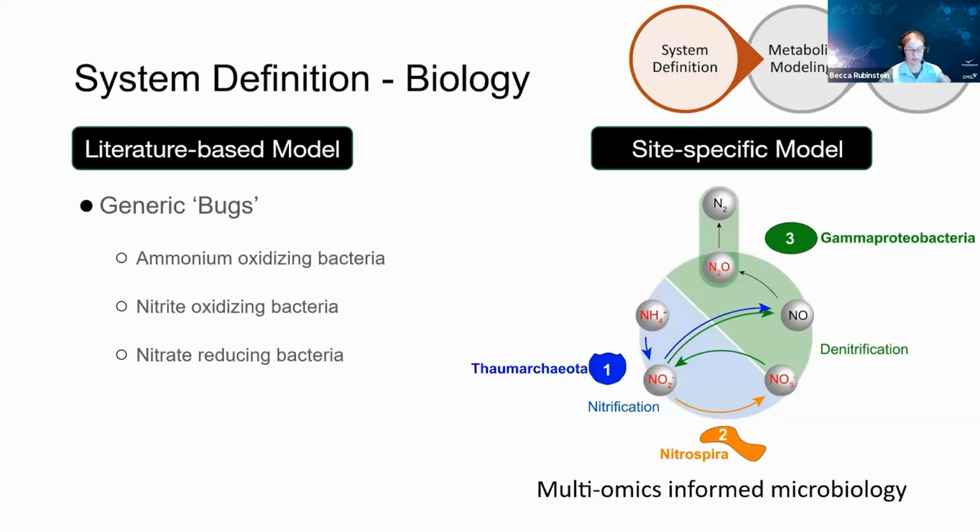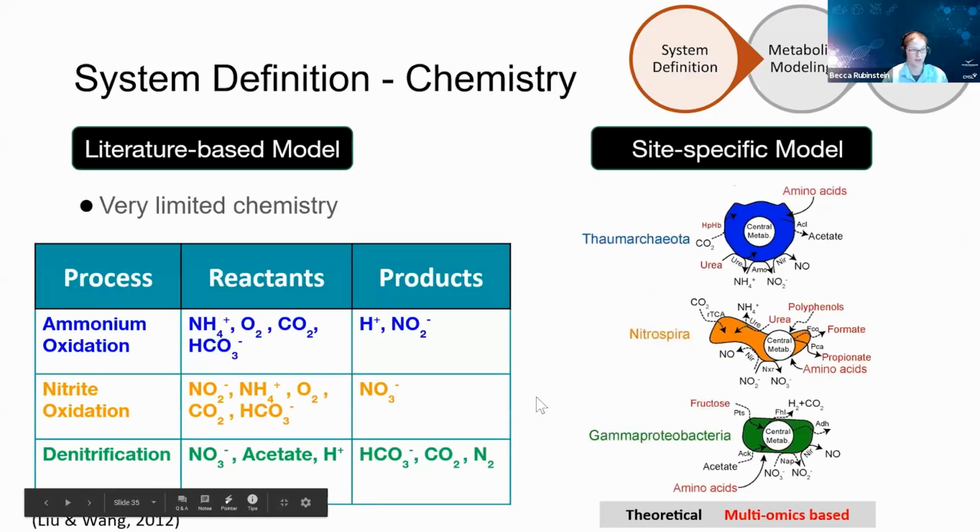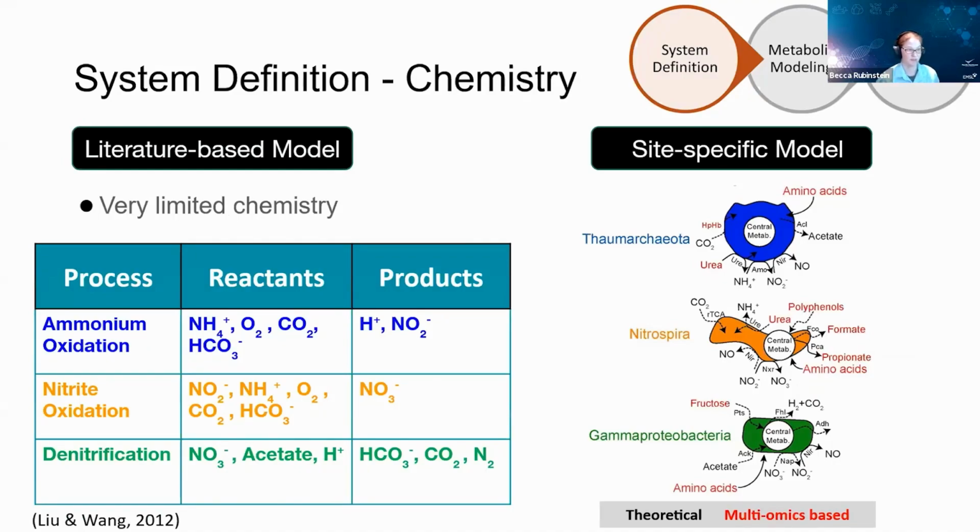And for comparison, we also used a sort of literature-based model of what you'd see in a standard textbook, very generic microbes, compared to the site-specific model, which has very specific genomes, which we used in KBase to build models. The chemistry similarly is extremely simple on that classical textbook style model, and again, very complicated in the realistic one based on the Wrighton group's analysis.